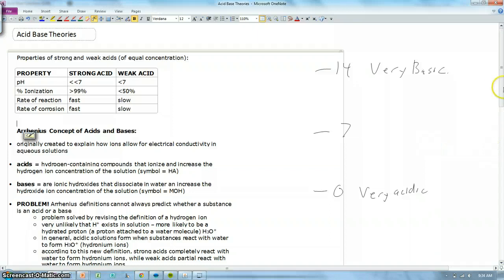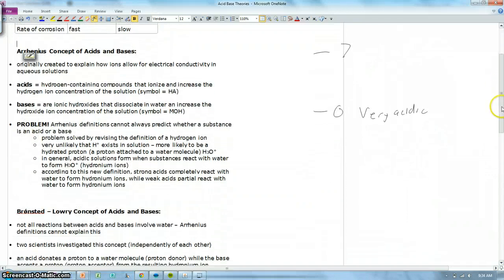So the first concept we're going to talk about is the Arrhenius concept of acids and bases. It was originally derived to explain how ions allow for electrical conductivity in aqueous solutions. And what Arrhenius came up with was the fact that acids were hydrogen-containing compounds. And often we symbolize that with HA, where H is the hydrogen and A is the base part. So an example would be HCl, hydrochloric acid, that we've talked about.